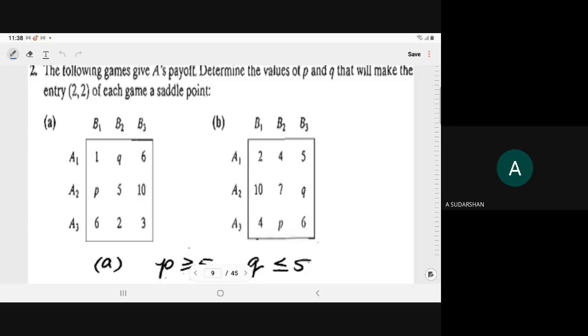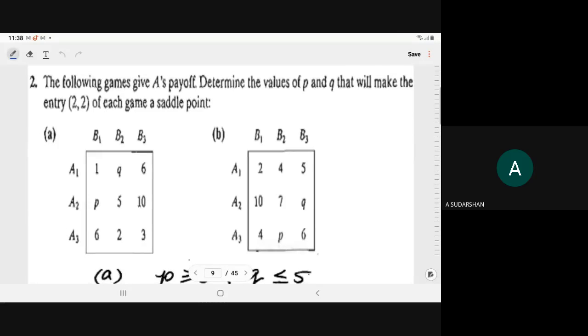Let us have this situation question. The following game gives the payoff. So both are the payoff. Determine the values of P and Q that will make the entry 2 comma 2 of each game a saddle point. So you have to determine the values of P and Q so that 2 comma 2 is the saddle point.